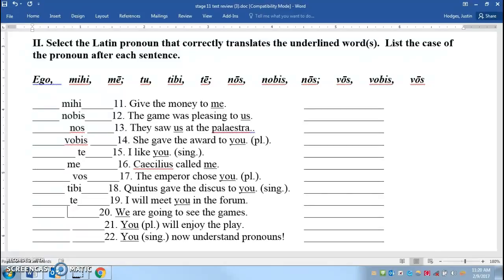Number 20, we are going to see the games. Well, we is the thing doing the going. We is the thing doing the action. That makes it the subject. So we need the nominative form, which is nos.